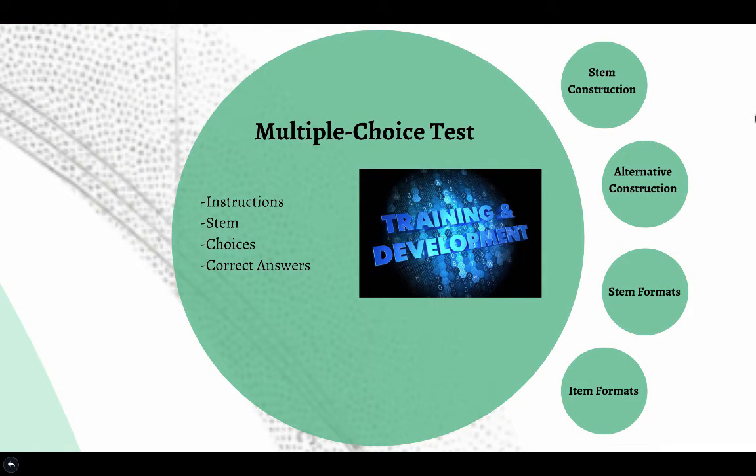The multiple choice item is the most frequently used of the four types of test items. They provide a fairly versatile tool. Properly constructed, they can be used to test all levels of knowledge except recall. The multiple choice test items consist of the following: instructions, STEM, choices, and correct answer.